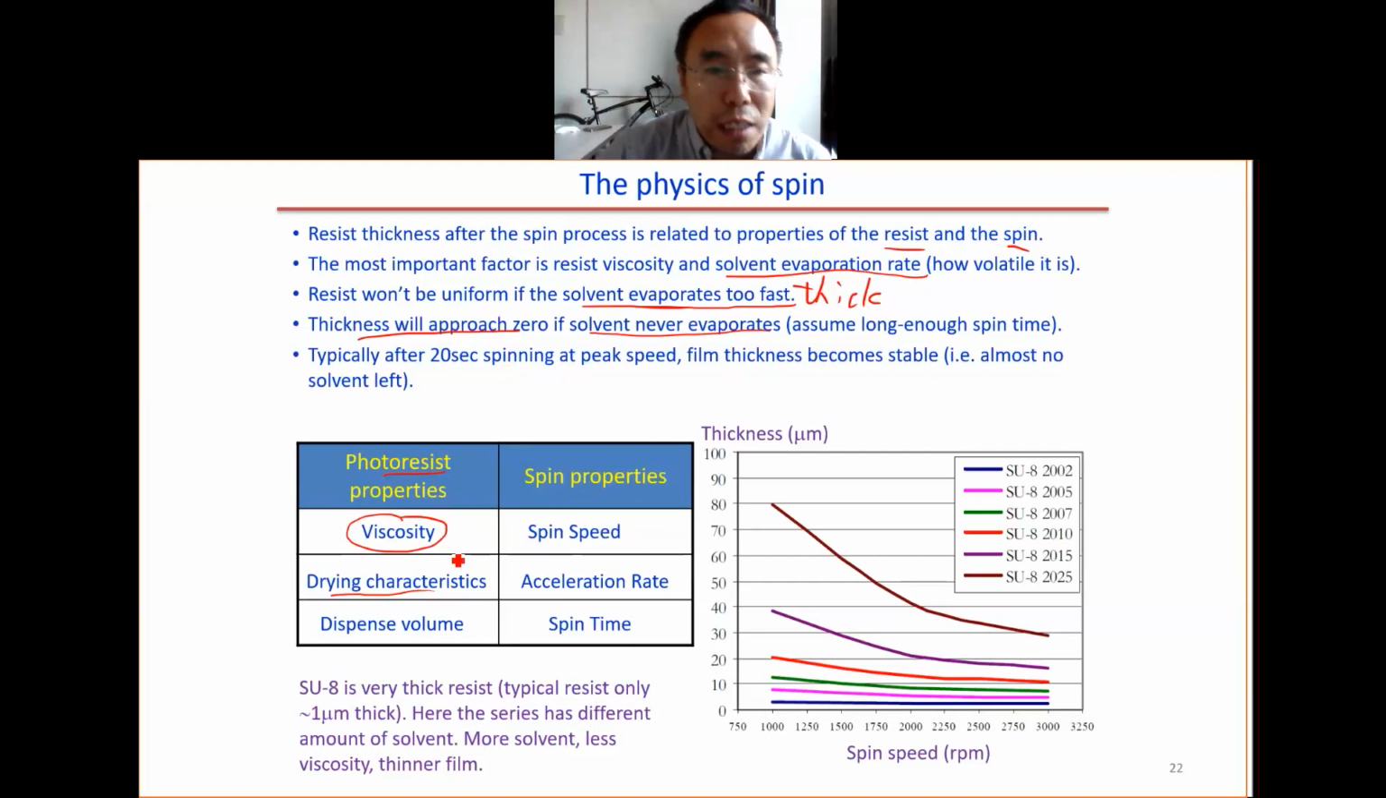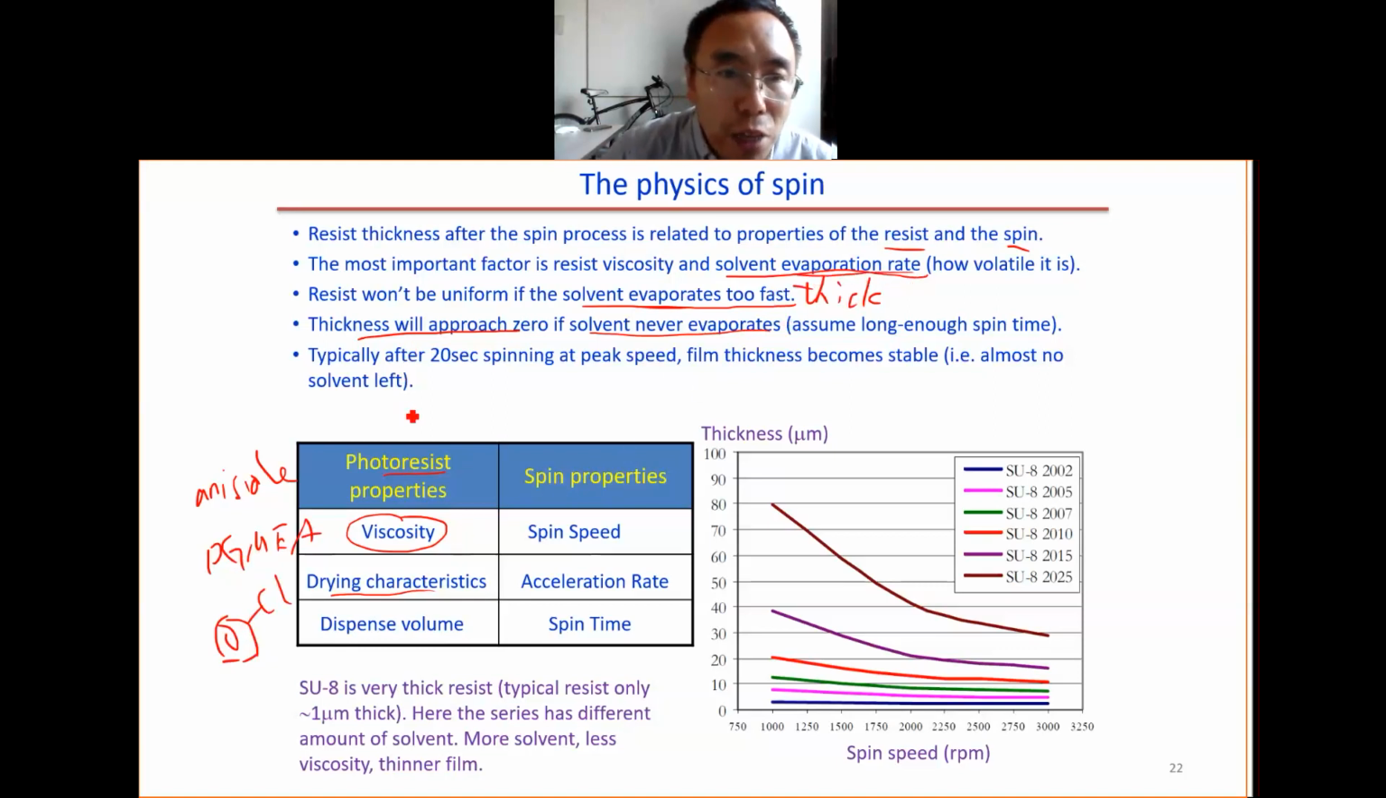So normally we need some certain volatile solvent. For example, we can use anisole, PGMEA, and chlorobenzene. Those solvents have the right evaporation rate needed for the spin coating. Some other solvent like acetone.